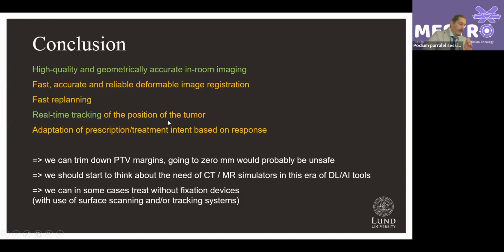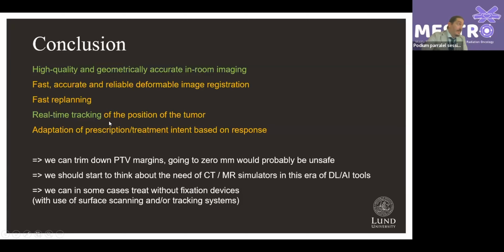I think we have high quality and geometrically accurate in-room imaging. We can do fast and accurate deformable image registration. We can do sort of fast planning. I think there is work to do on the deformation and the planning part. We can do real-time tracking, but we have some deformation and other issues to deal with. We can adapt and plan treatment based on response.